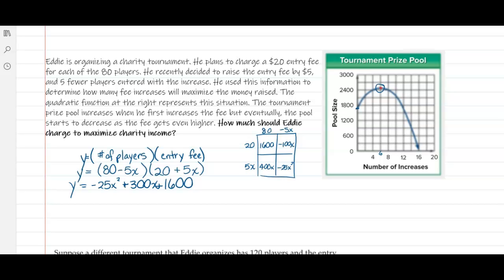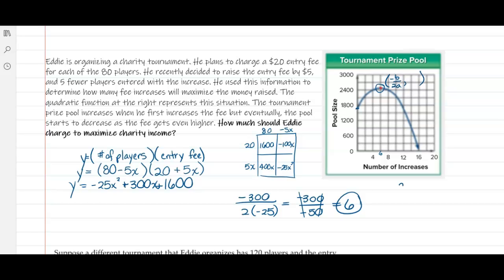Let's figure out the vertex, which remember we can find by doing negative b over 2a and then running that back through the function to get the y value. So negative 300 over 2 times negative 25, negative 300 over negative 50, simplifying, we get 6. So we were right. There were 6 increases.